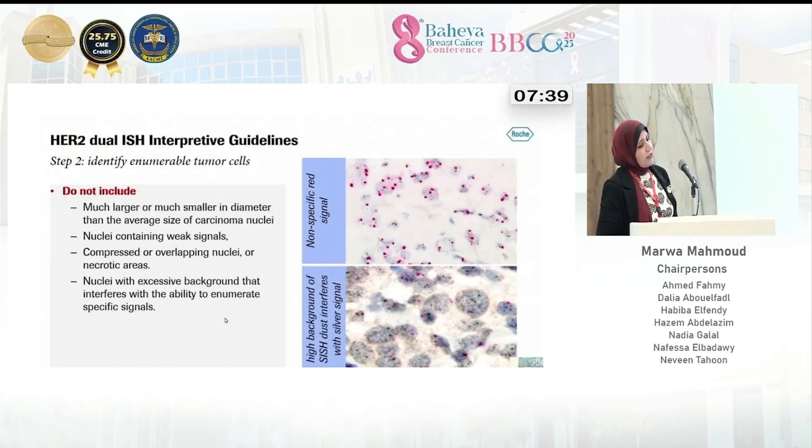طيب هاي دنتيفاي الـ unmeasurable تيومر سيلز، أنا مش هدخل في العد بتاعي لو في خلايا كبيرة قوي أو في خلايا صغيرة قوي much larger أو much smaller in diameter عن الأفريج سايز بتاع الكارسينوما سيلز. مش هدخل النيوكلياي اللي فيها ويك سيجنالز، مش هدخل النيوكلياي اللي كومبريست أو أوفرلاب أو في نكروتيك إيريا، ومش هدخل النيوكلياي اللي فيها إكسسيف باك جراوند.